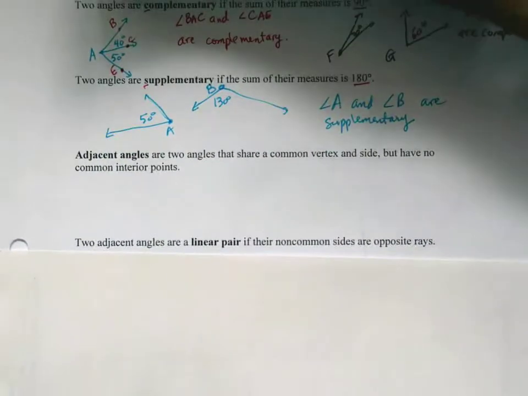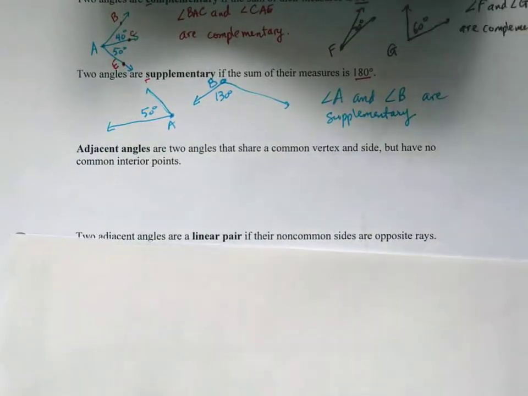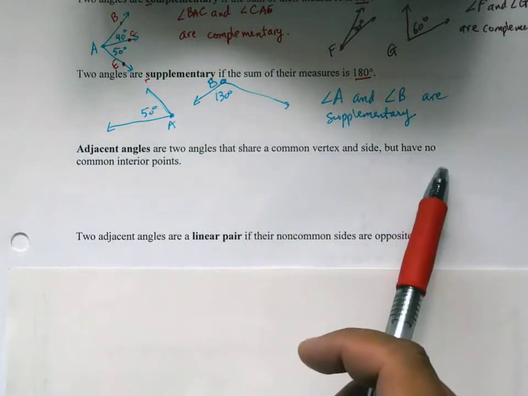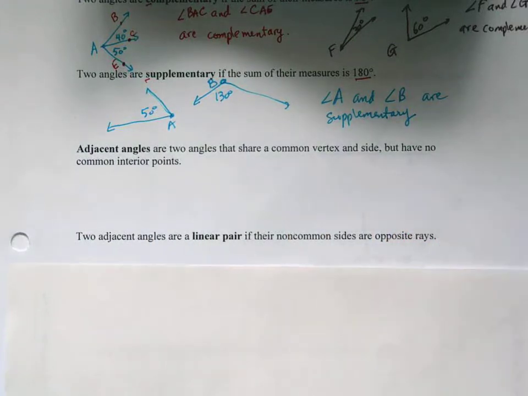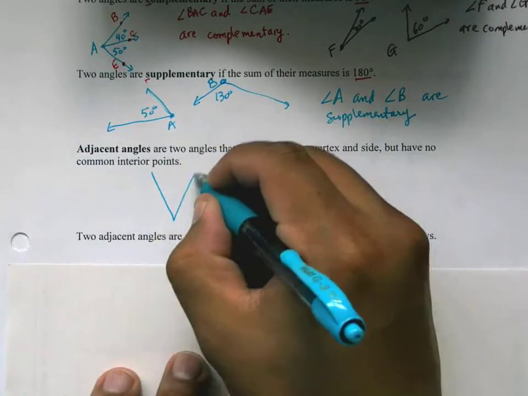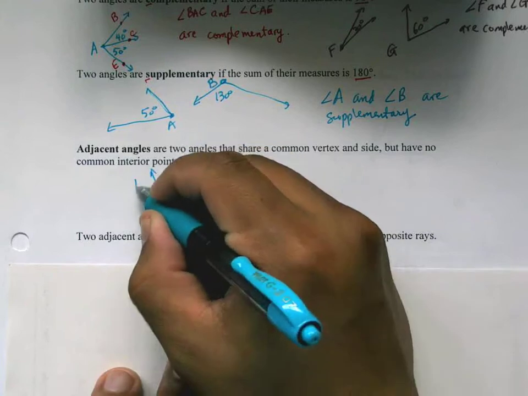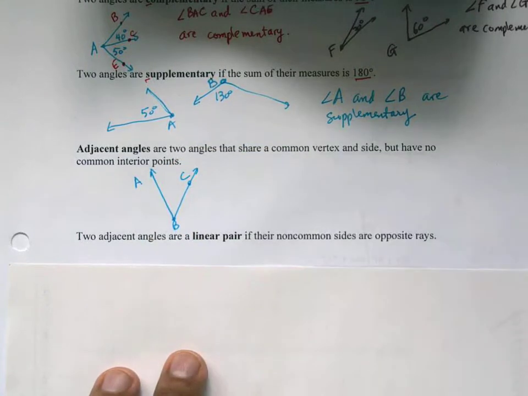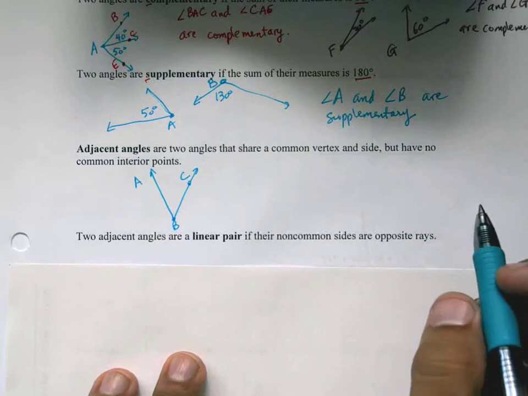So let's continue down here. Adjacent angles are two angles that share a common vertex and side but have no common interior point. So let's see what this means. Let's say you have an angle here, and we'll call this angle ABC. They have a common vertex and side.